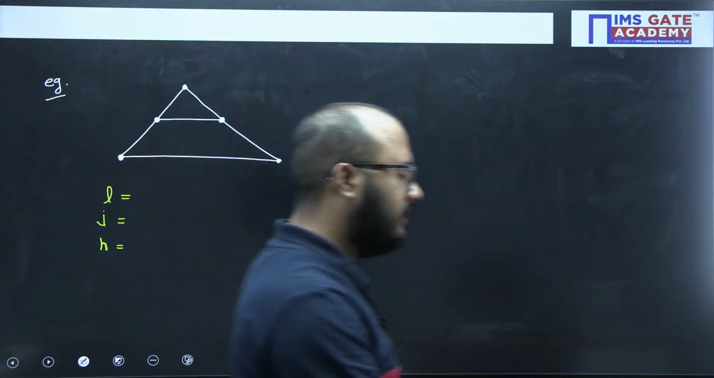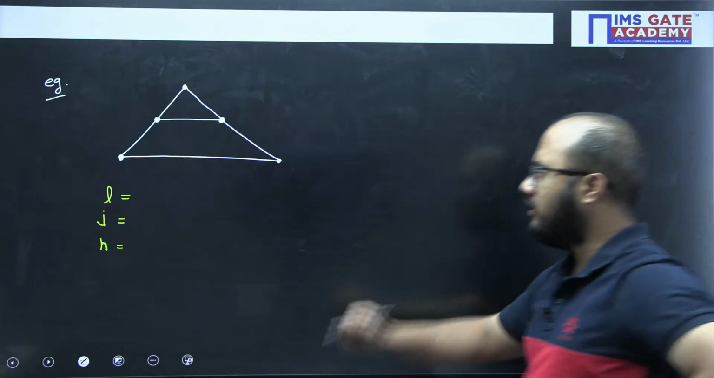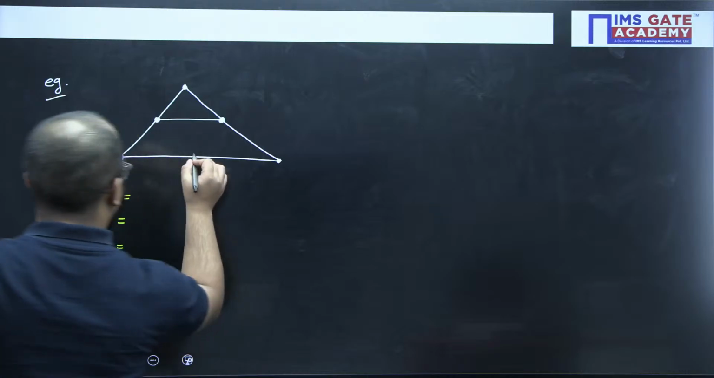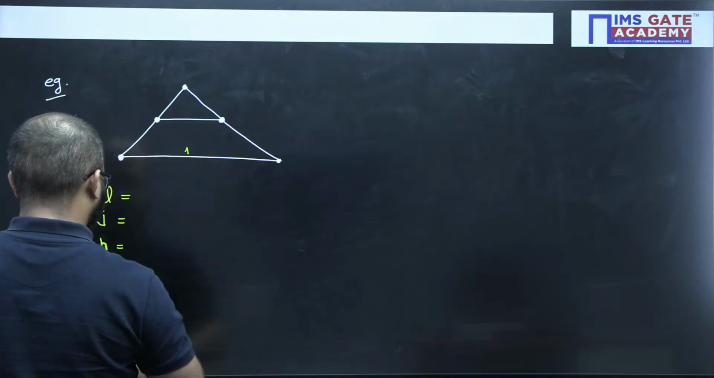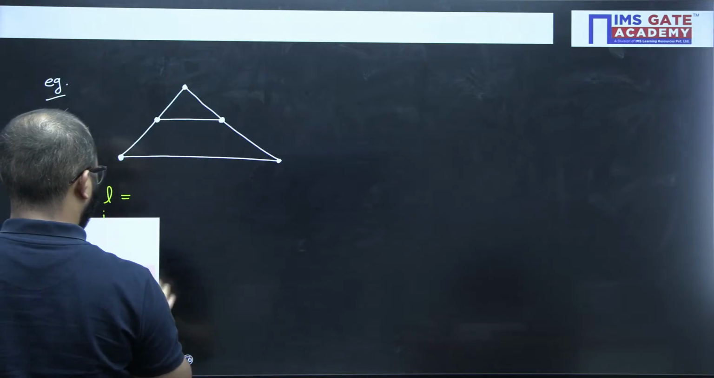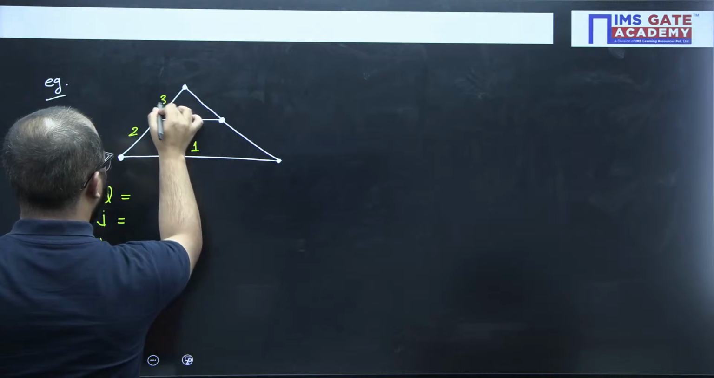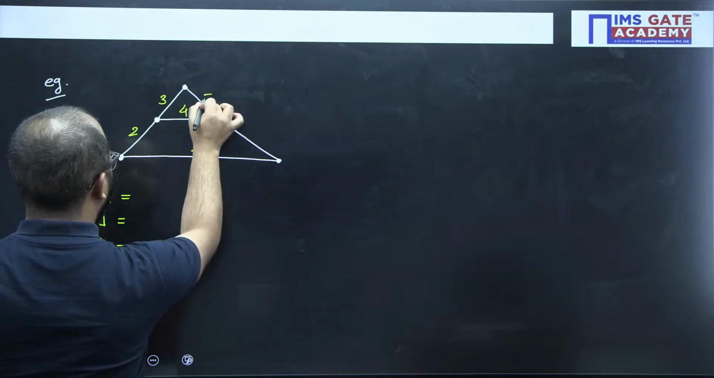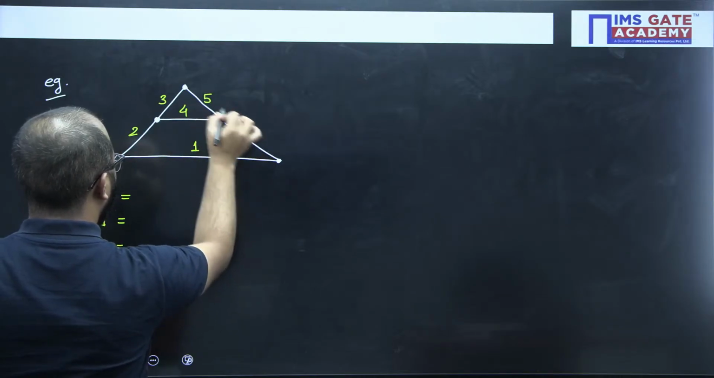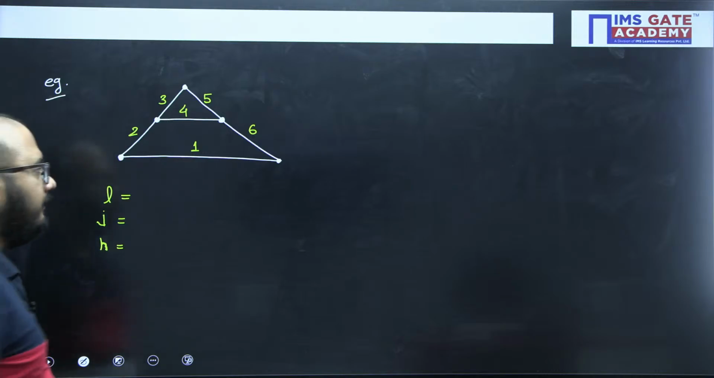Constrained, unconstrained or locked. First of all, the number of links. Let me mention the number of links first. This is 1, this is 2, 3, 4, 5 and this is 6, correct. In total we have 6 links, fine.